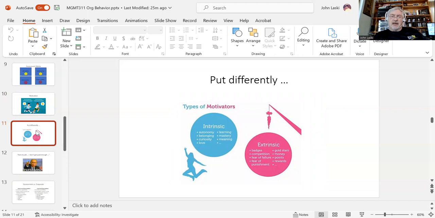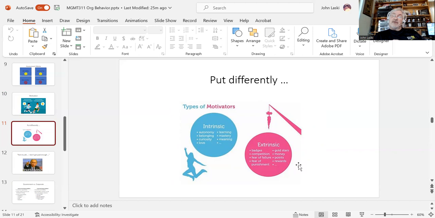So put differently, intrinsic motivators: autonomy, belonging, curiosity, love, learning, this kind of stuff. Extrinsic: we're looking for badges, a pay raise, money, gold stars, specific rewards, a preferred parking space. And again, our job is not to normatize, but analyze. It's not our job to say this is good and this is bad and this is right and this is wrong. We all have opinions, clearly, but that's not what we're here to do. We're here to analyze and see how that impacts organizations, organizational behavior, and organizational outcomes.